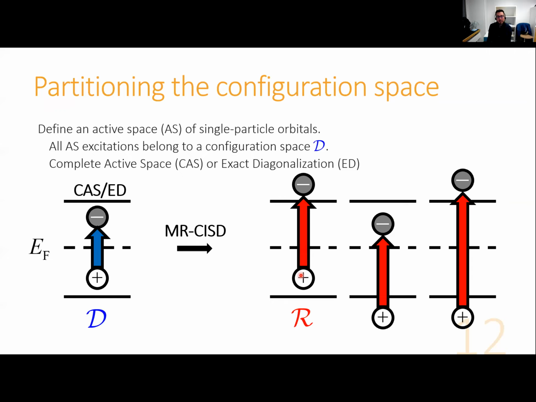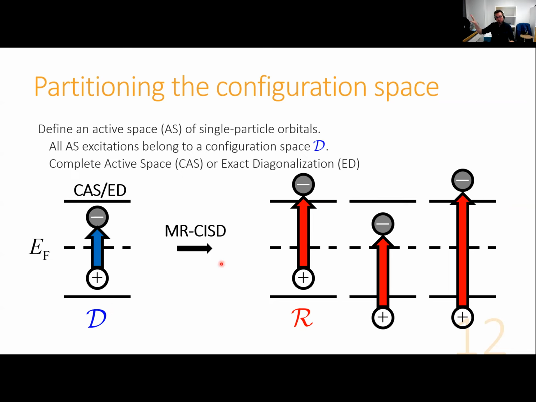Intrinsic to any kind of embedding is a partitioning of the problem. So for this, I'm going to partition the Hilbert space. Now this is still the many body Hilbert space. To connect to the single particle picture, I'll define an orbital active space. And all the excitations I can create in the orbital active space define a set of configurations that I label D. So this is generated the way you would generate the active space for a complete active space theory.